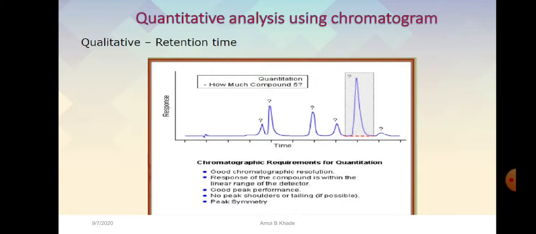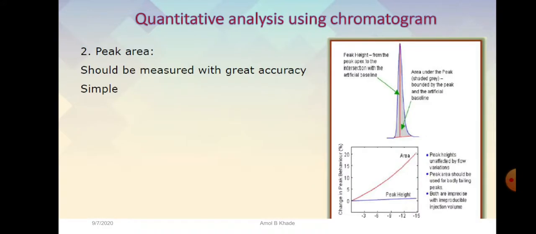One is qualitative analysis, that is, we can identify what the compound is. Qualitative analysis is mainly done using the retention time. We have already studied what retention time is. This is the characteristic time at which we get a peak. So we can compare the retention time with available literature values, if it is done at ideal conditions, and we can identify the compound.